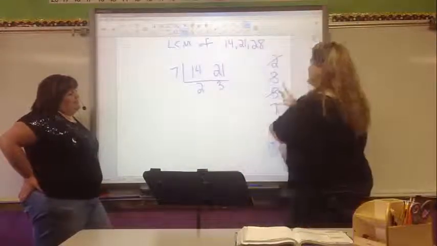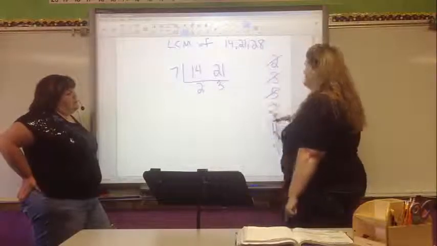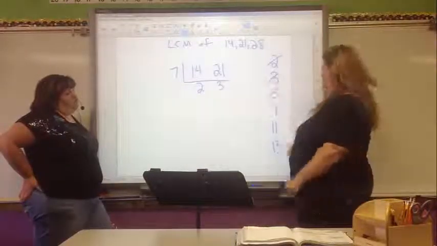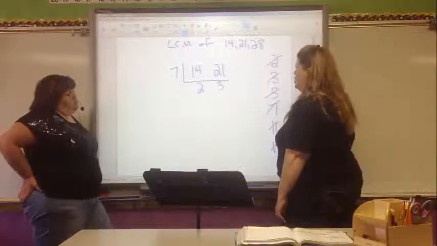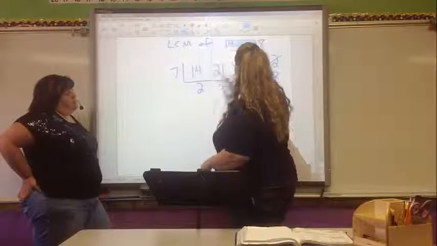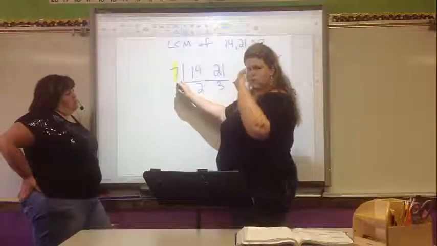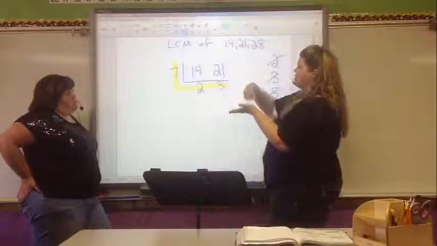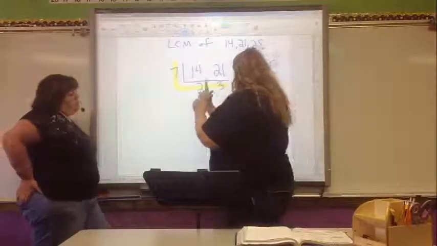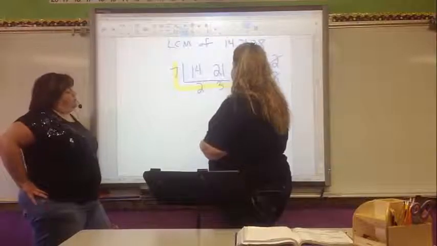So now I'm looking at 7. I've already eliminated these. Can 7 go in there again? No. 11, 13, none of that. No. So now with your highlighter, you're going to highlight the door knockers and the ones that are dancing on the roof, out in the air. I'm going to multiply all those numbers together.